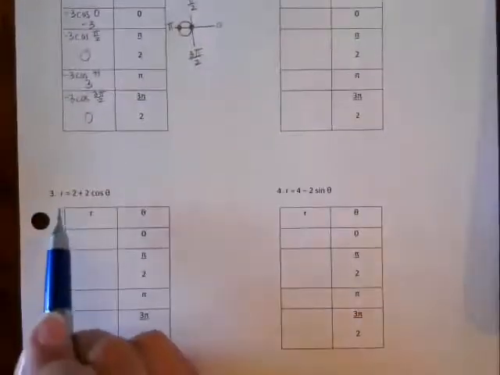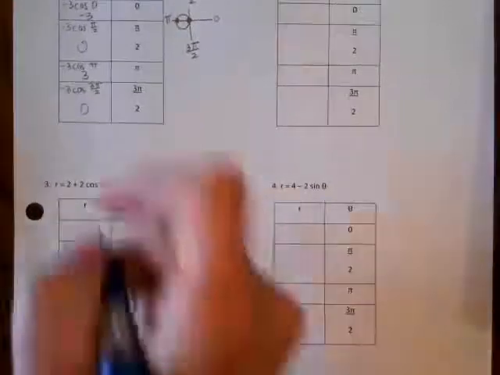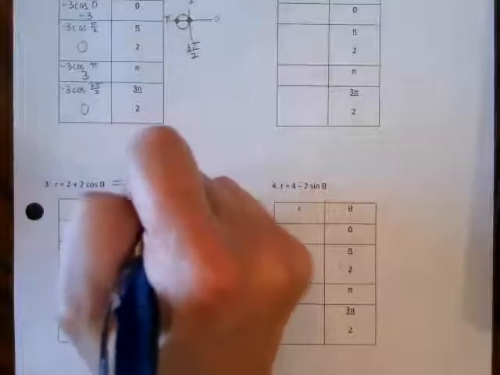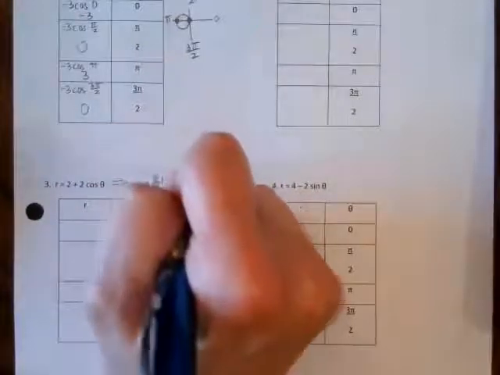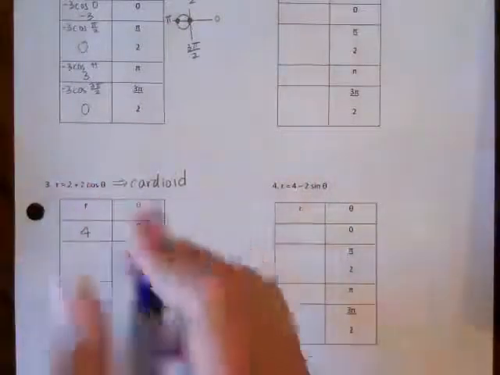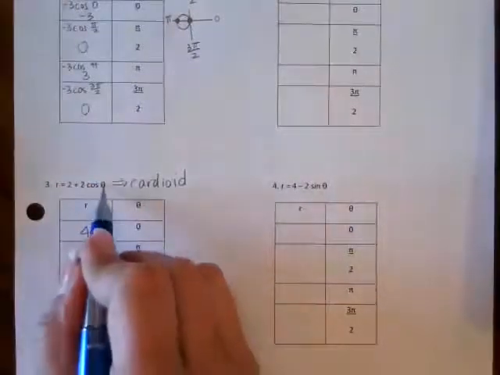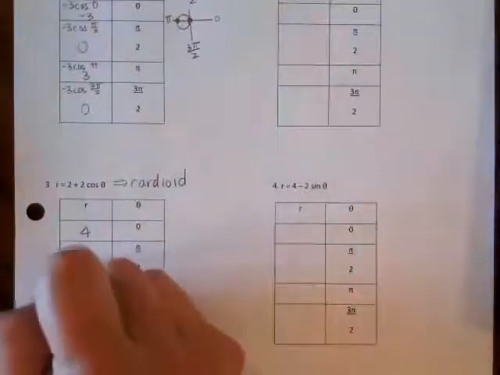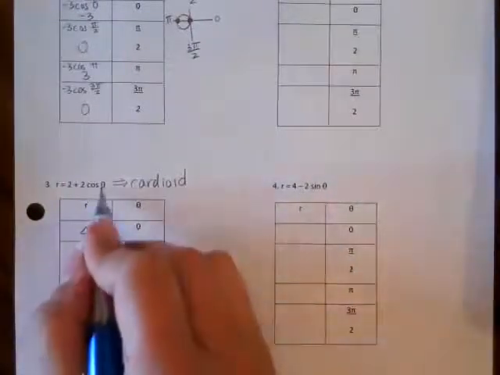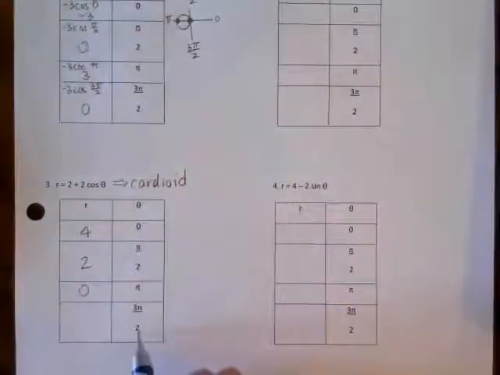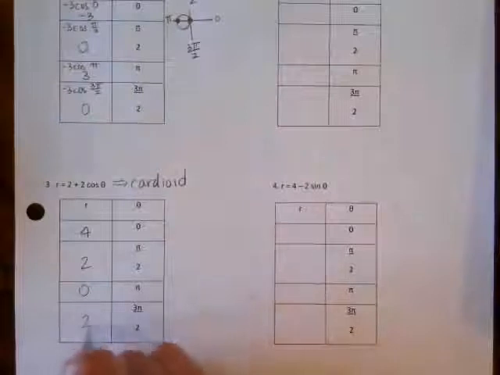If I went to something like this, the 2 and the 2 are the same, so I know that's a cardioid. And then I would create my table of values by plugging the 0 in for the angle, plugging the pi over 2 in there for the angle, which gives me 2. I plug in pi for my angle here, and that gives me 0. And then I plug in my 3 pi over 2, and that gives me 2.